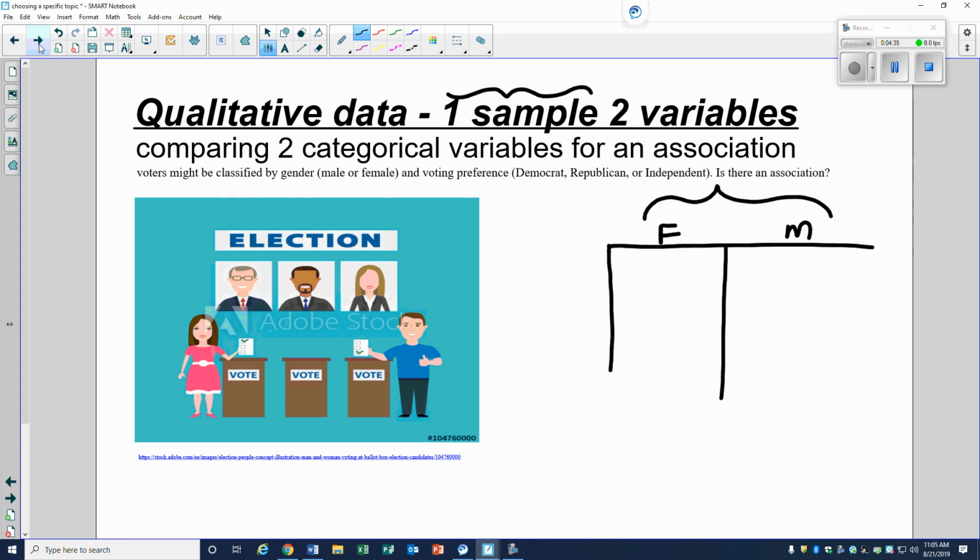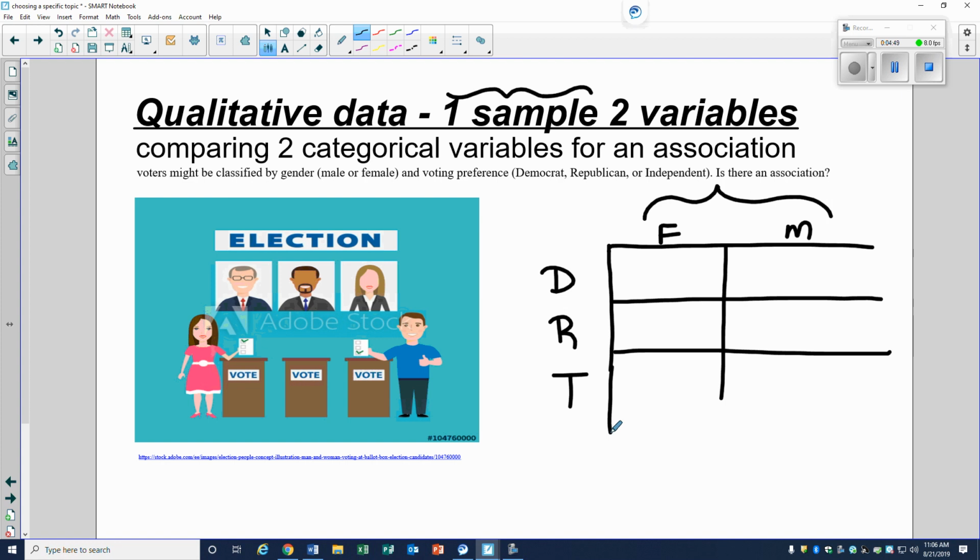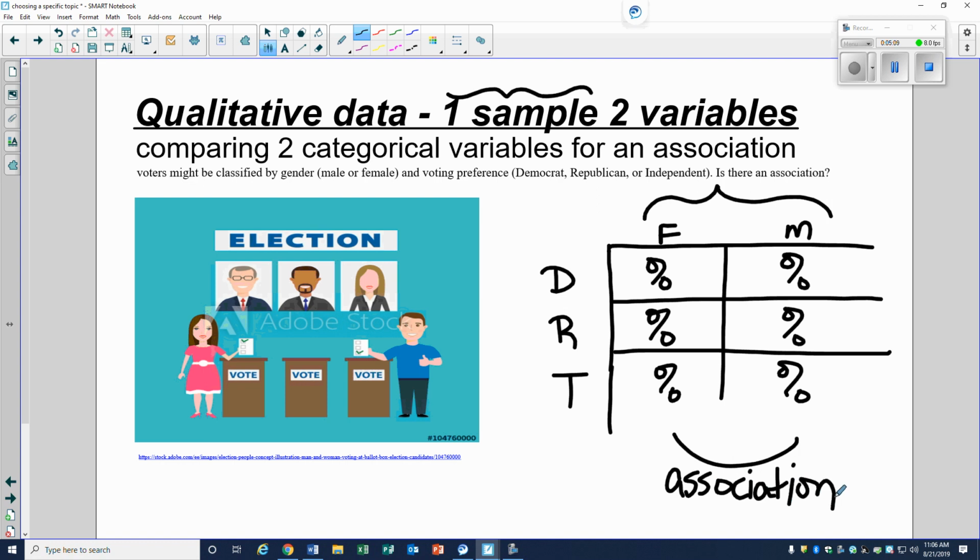And I want to look at 2 or more variables. So are they Democrat? Are they Republican? Or are they independent? So we're looking at multiple things, but all of these are categorical because I can't measure gender and I can't measure your political affiliation. So we're looking at the percentages in each one of these categories, and we're trying to determine if there is an association between the two. Do females tend to lean towards one party over another, or do males tend to lean towards one party or another?